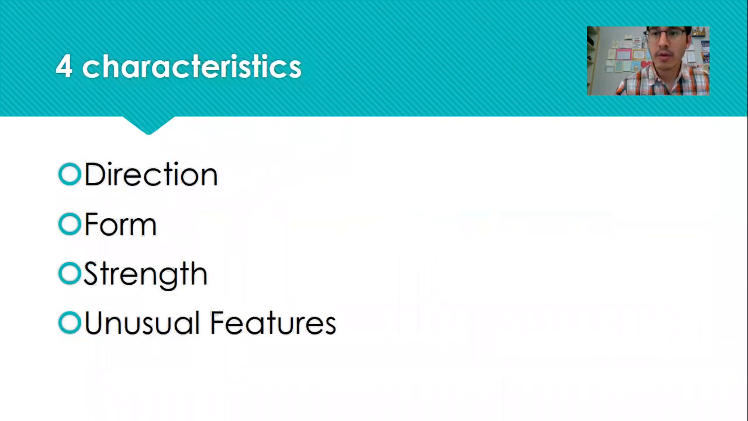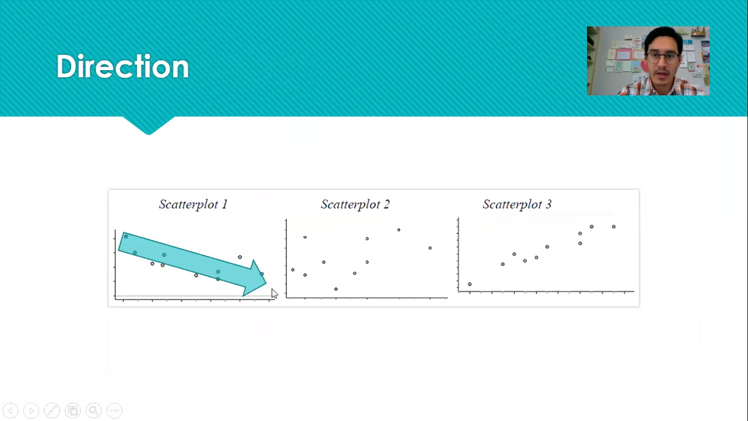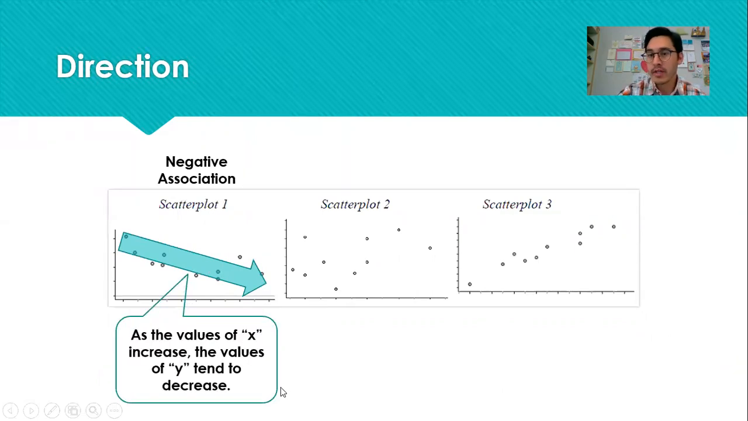So when we create a scatter plot, we want to describe four main characteristics of it. Okay. The first being direction, and then the form, the strength, and then any unusual features. So for direction, there's really two types of directions you might see, right? You might see a scatter plot where the points are trending down, okay? We call this negative association. And this just means that as the values of the x variable increase, the values of the y variable tend to decrease. So as one variable goes up, the other variable goes down.